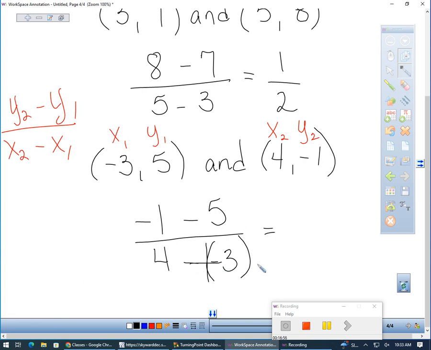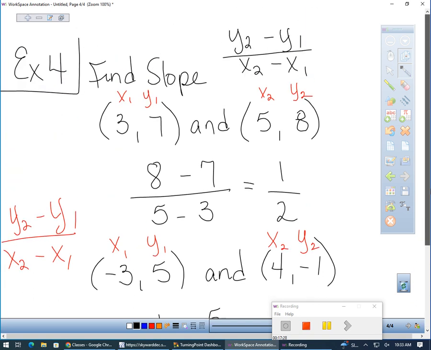So on top, I have negative 1 minus 5 is negative 6. I agree. How about 4 plus 3? It's 7. Negative 6 over 7. Can I reduce that? No. That is our slope. Any questions so far? This is really easy. Okay. So this is what you are doing for, in case you're referring back to it, problems 18 through 22.